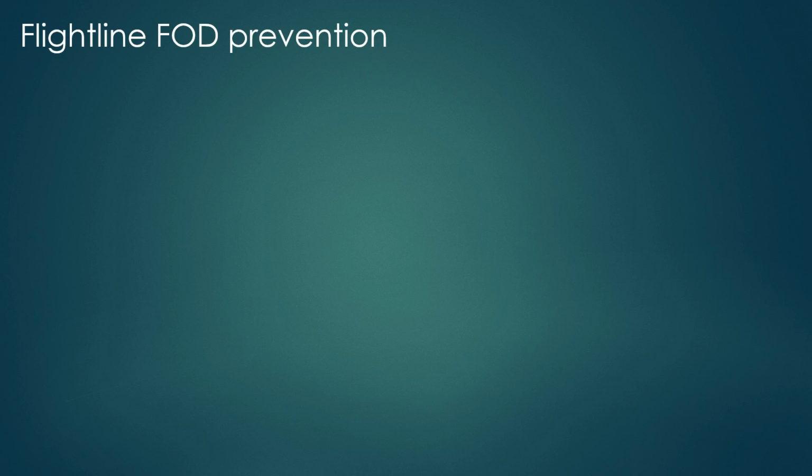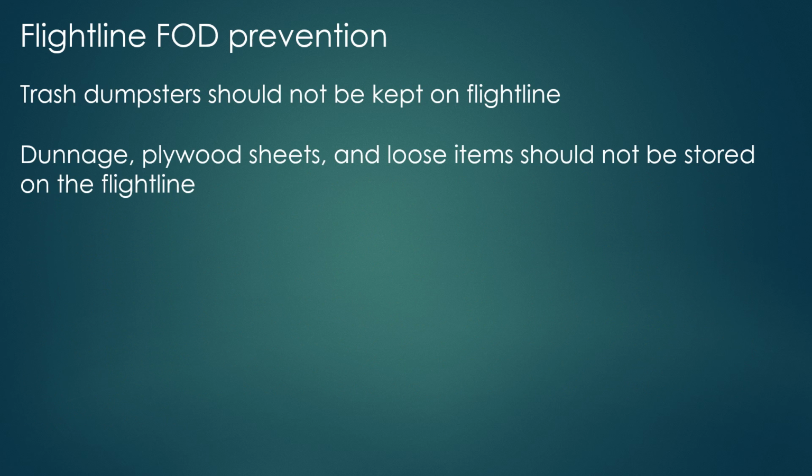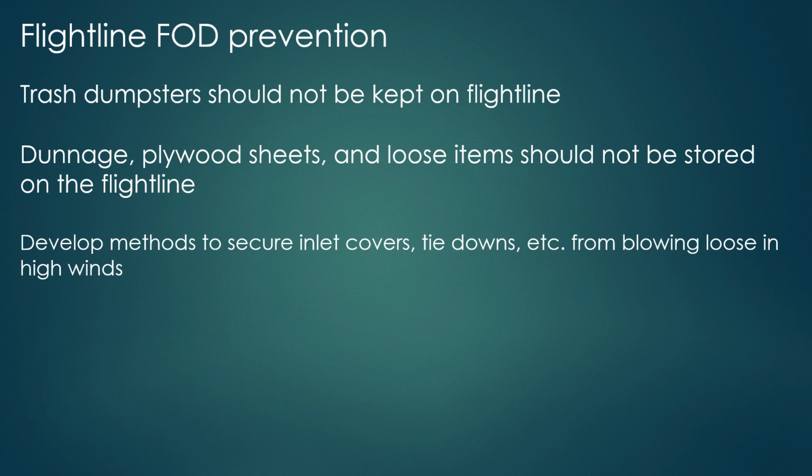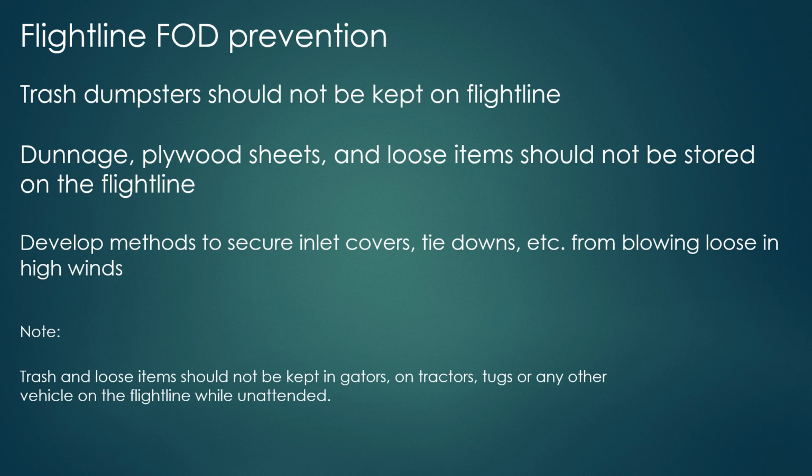Flight line FOD prevention. Trash dumpsters should not be kept on the flight line. Dunnage, plywood sheets, and loose items should not be stored on the flight line. Develop methods to secure inlet covers, tie-downs, etc. from blowing loose in high winds. Note, trash and loose items should not be kept in gaiters, on tractors, tugs, or any other vehicle on the flight line while unattended.